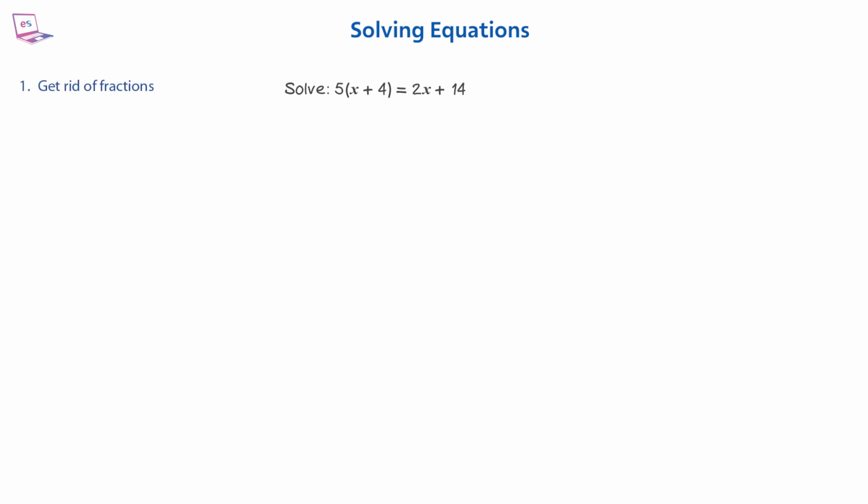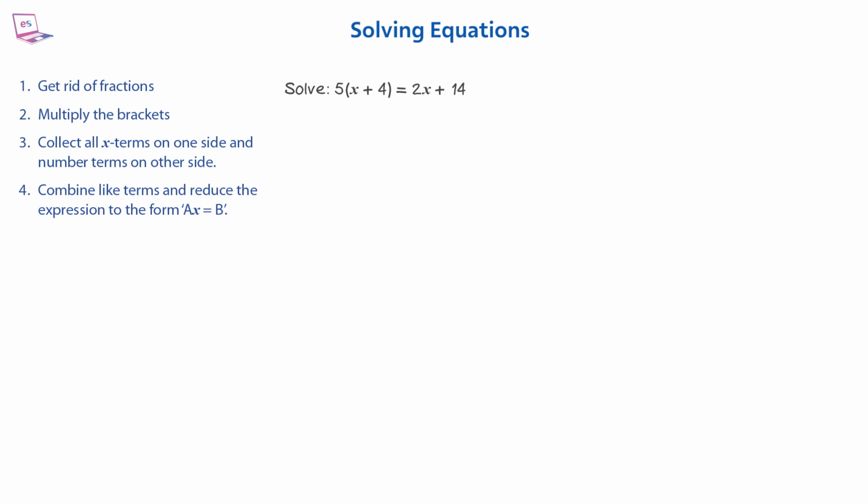Get rid of fractions. Multiply the brackets. Collect all x terms on one side and number terms on the other side. Combine like terms and reduce the expression to the form ax equals b. Divide both sides by a to find x. If the expression has x squared, square root both sides to find x. If one of the steps doesn't apply to your equation, you can skip the step.